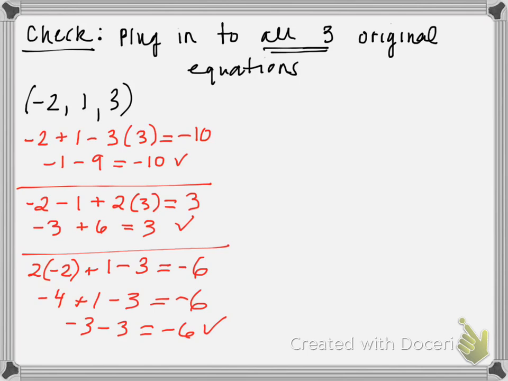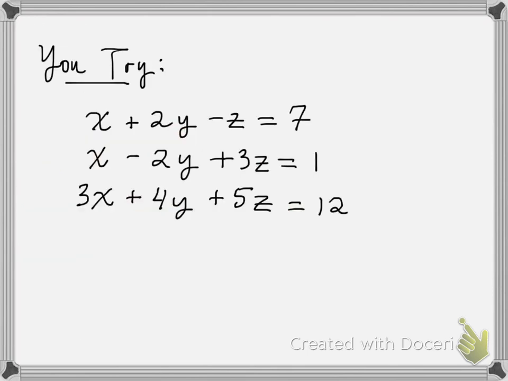Yes, it takes longer than a system in 2 variables, but it is a much more complex situation. So I couldn't leave you without a you-try problem. So I'm just going to get you thinking about this. As you approach it, you want to think about which variables you should try to eliminate when you go to add equation 1 with equation 2 and then equation 2 with equation 3.